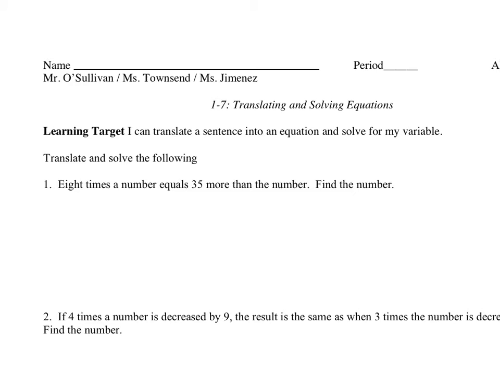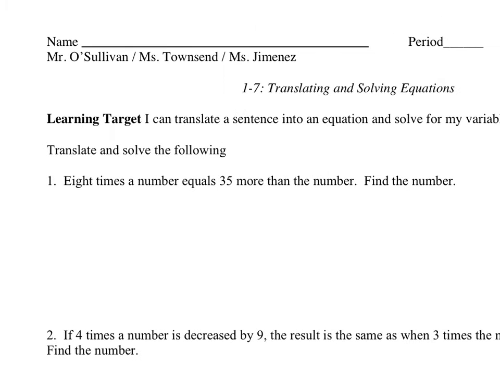So here's how I approach it. I approach it very similar to how I did yesterday in the video lesson, where I do a lot of annotating, I put a lot of numbers on my visual question and all that stuff. So question number 1, 8 times a number equals 35 more than the number. Find the number. So I read it again just one more time. 8 times a number equals 35 more than the number.